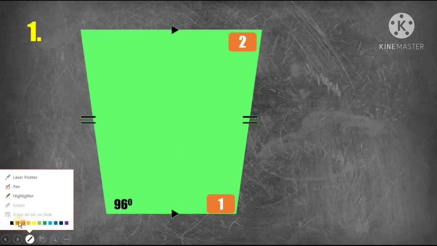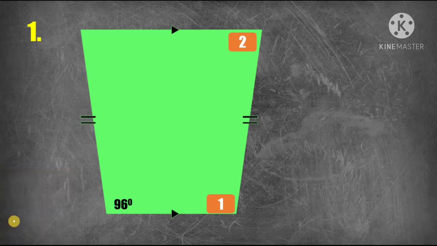So first, number 1. If you know the properties of a parallelogram, because this is a parallelogram, opposite sides are congruent. So let's write it down. Opposite is congruent. If you don't know what congruent is, congruent means equal or equivalent.